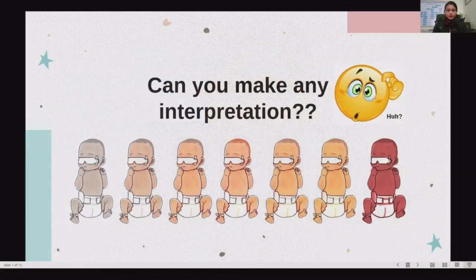Welcome to today's class. Today we will be discussing Kramer's modified Kramer scale and how to use it. So before proceeding to today's class, can you make an interpretation from this image?